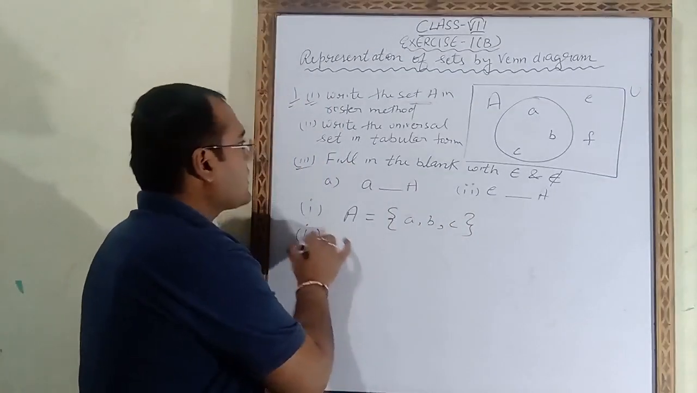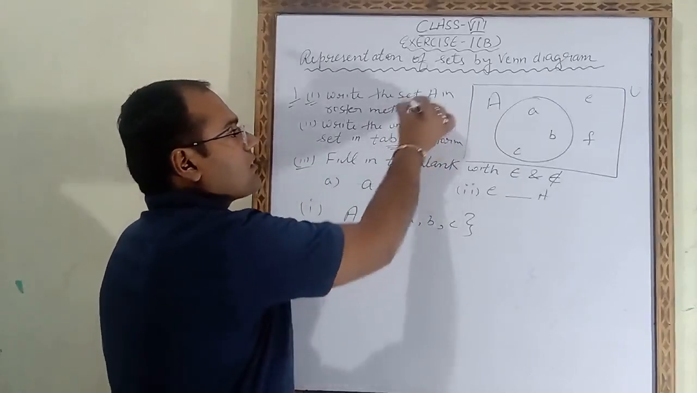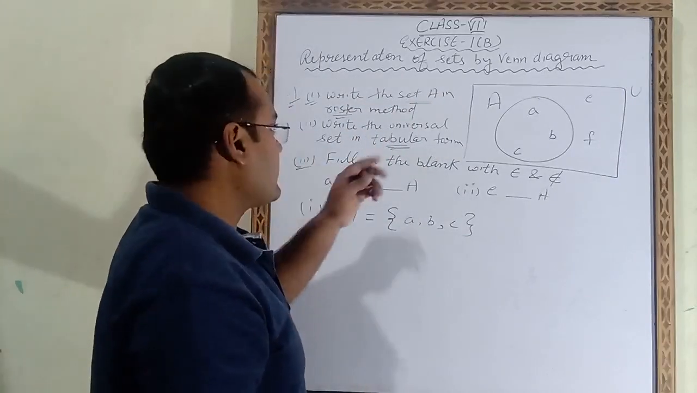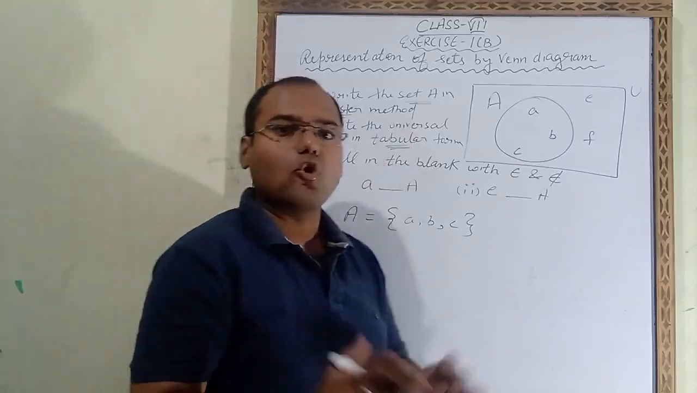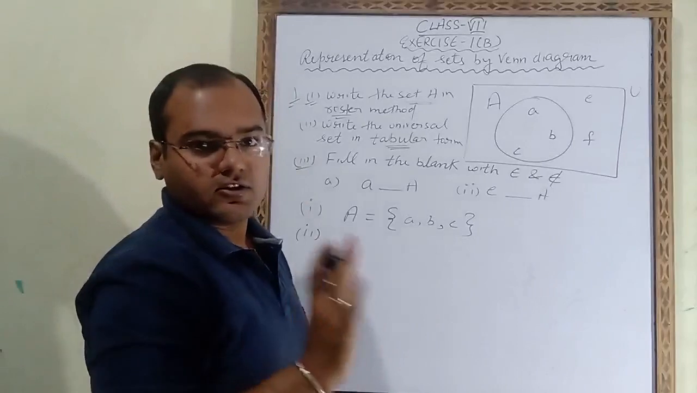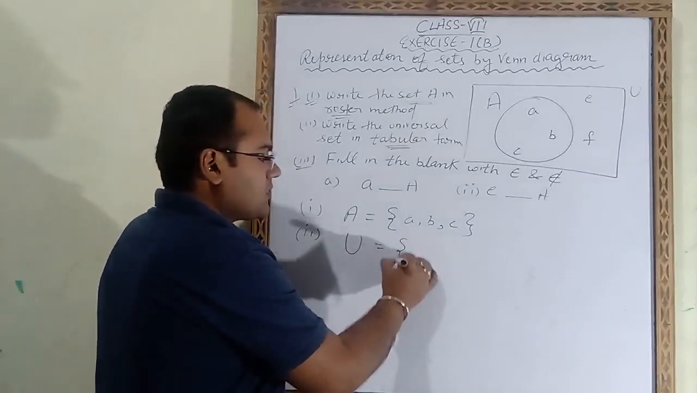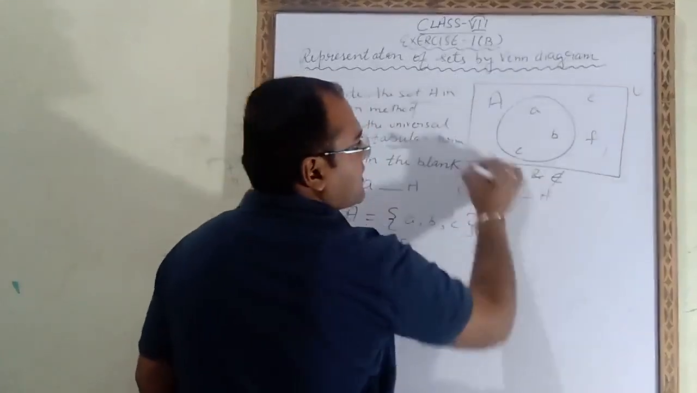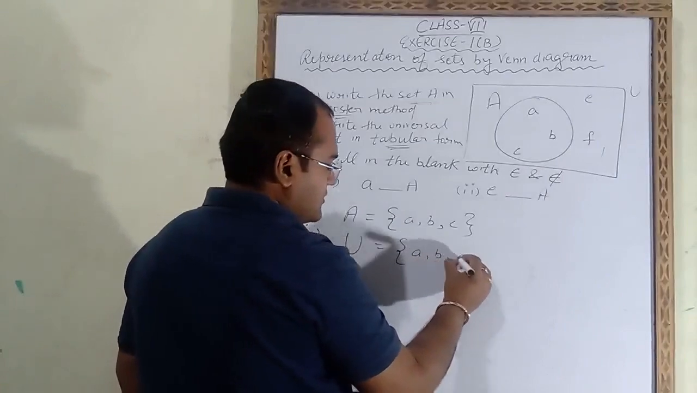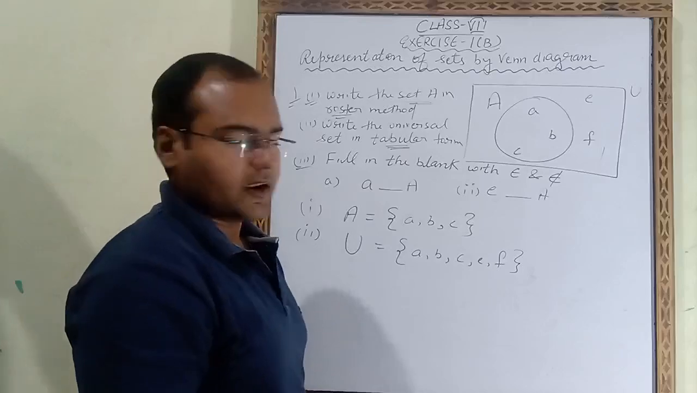Second part, write the universal set in the tabular form. Tabular or roster, both are same. So he said we have to write the universal set. Universal means whole, complete. That means this full rectangle we have to write in the universal set. So for universal set we have to take U. Which elements are coming in this rectangle? A, B, C, E, F. So this is the answer of part number second.